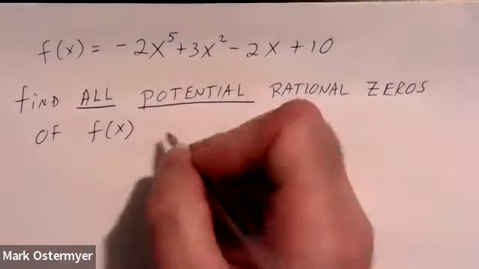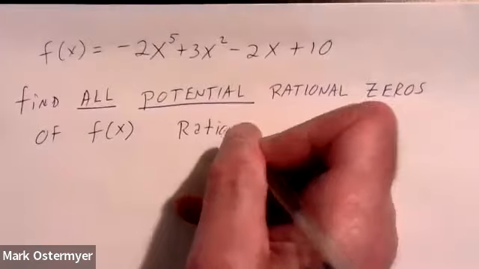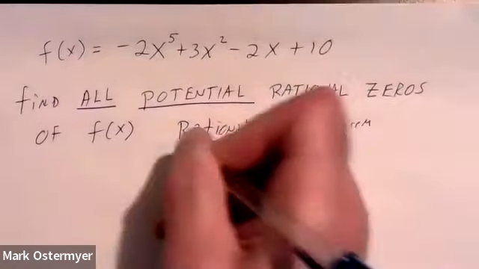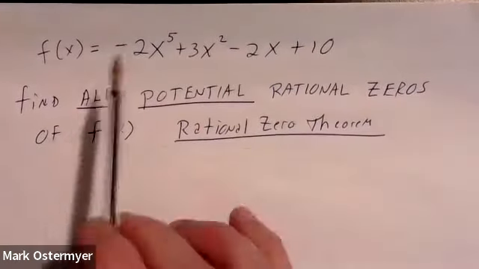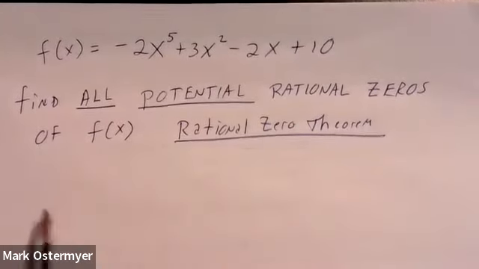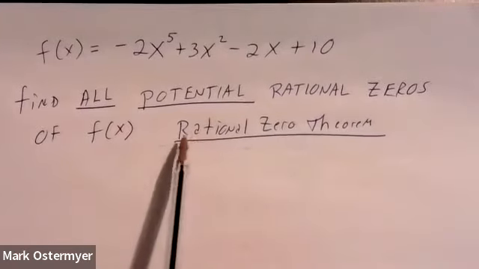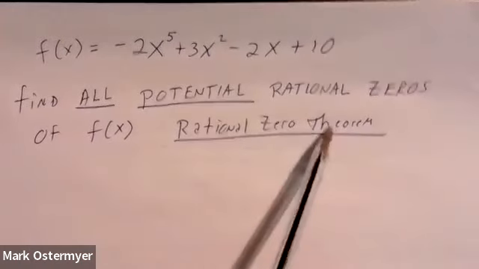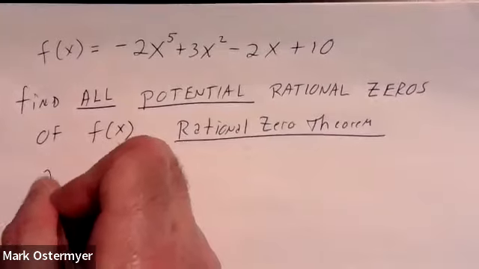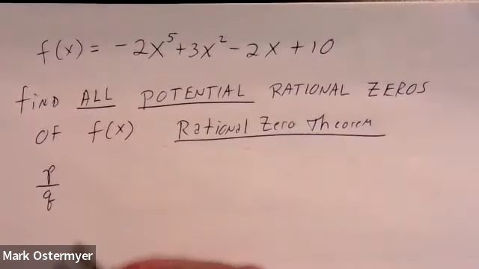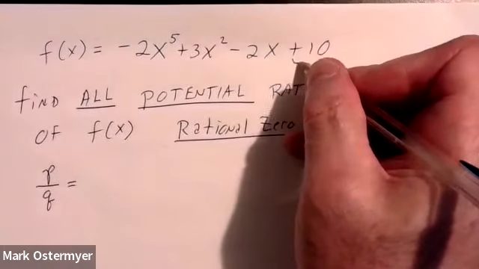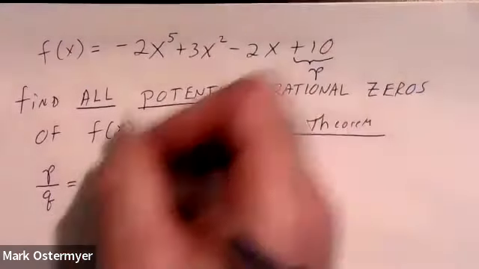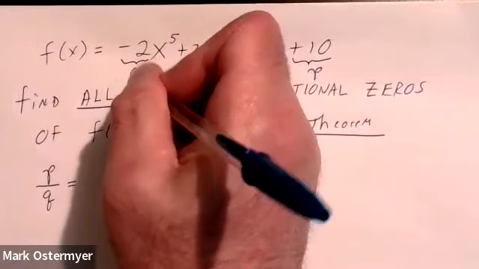Well, to the rescue is the rational zero theorem. And the theorem says this. It says that if this 5th degree polynomial has a rational zero, a fractional zero, it may not have any rational zeros. But if it does, the rational zero theorem guarantees that it must be of the form p over q. Where p represents a factor of the constant term, in this case, positive 10, and q represents a factor of the leading coefficient, negative 2.